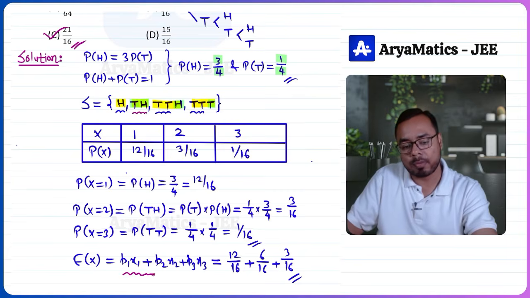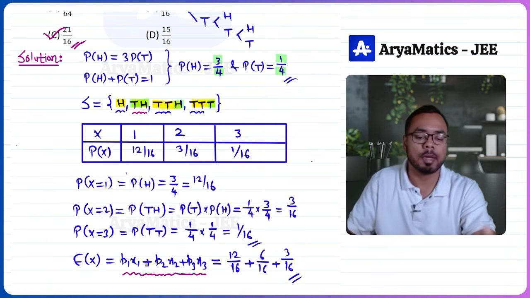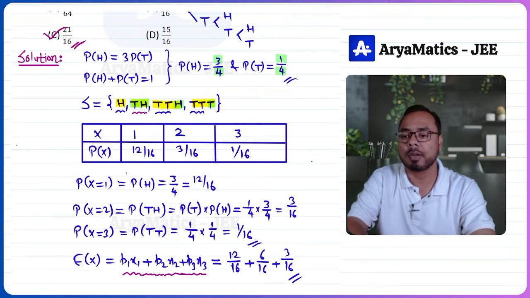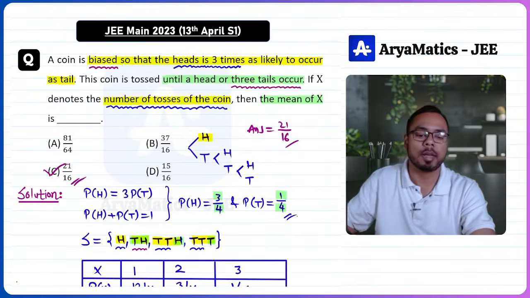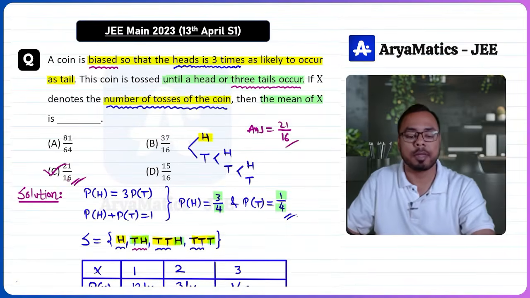And this is the standard formula for finding the mean or the expected value, right? Sigma pi xi. After calculation, finally we got 21 by 16, and therefore the correct answer for this problem is option C.